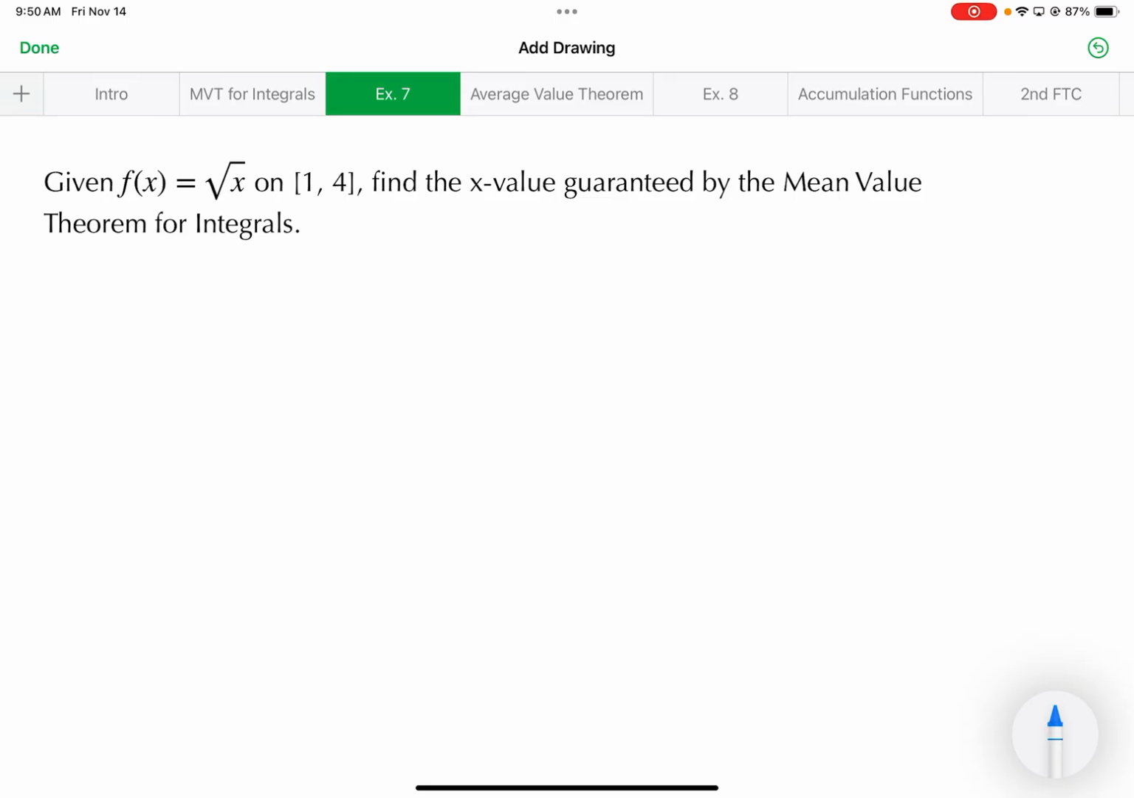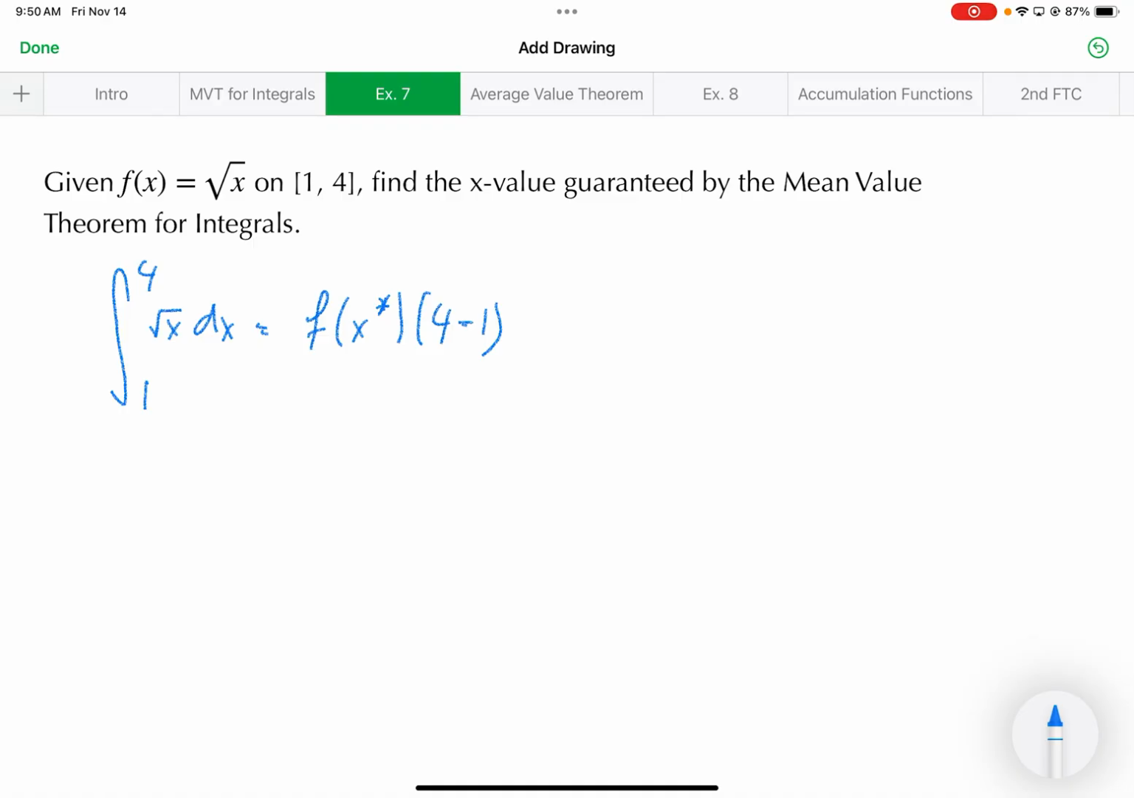But let's say our function is square root of x. All right, so we're going to do integral from 1 to 4 of square root of x dx. And we're going to set that equal to f of x star times b minus a, which is just going to be 4 minus 1. So again, just me using the statement of that theorem.